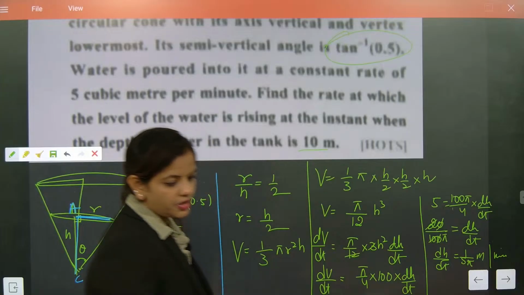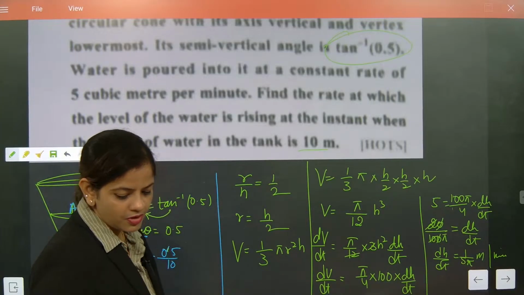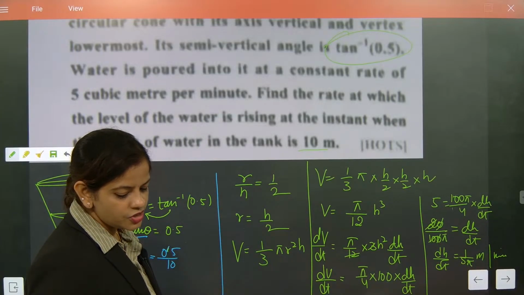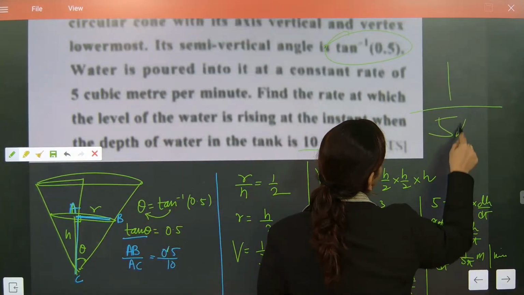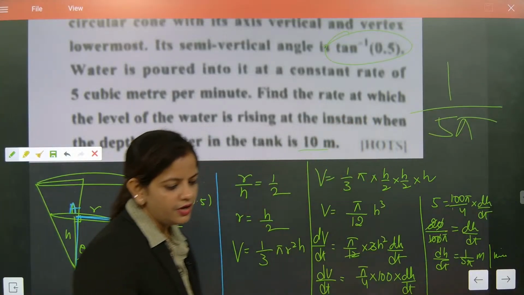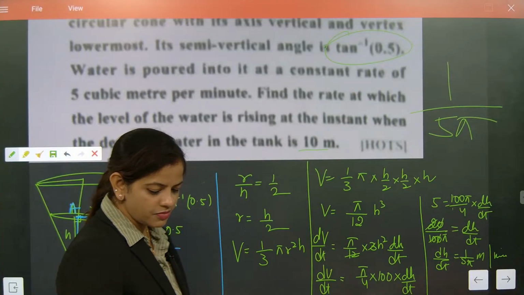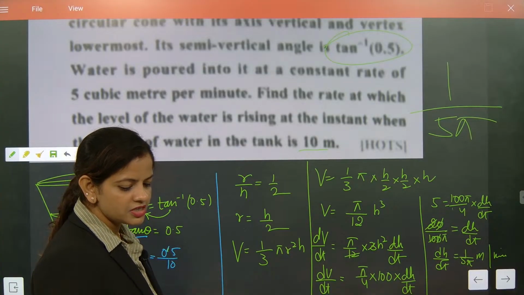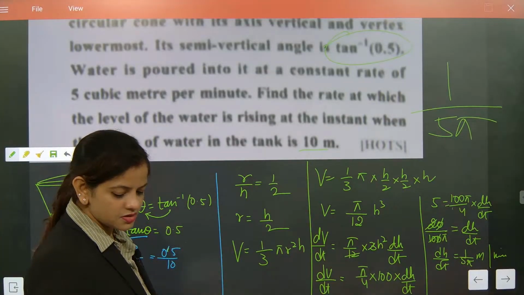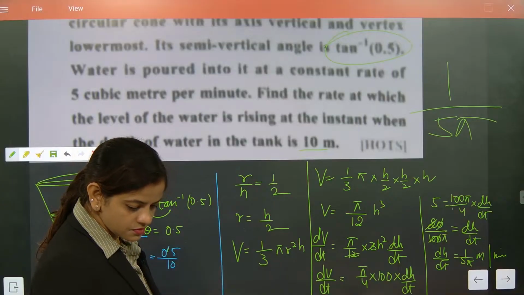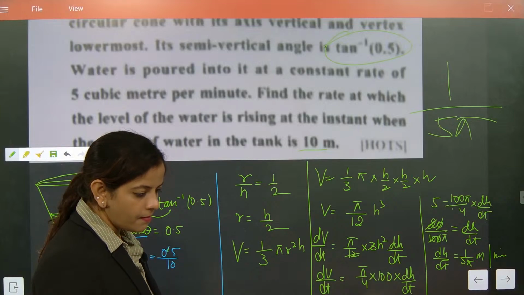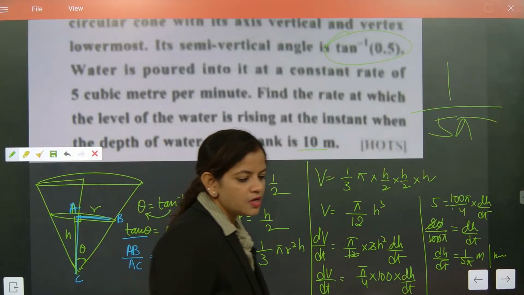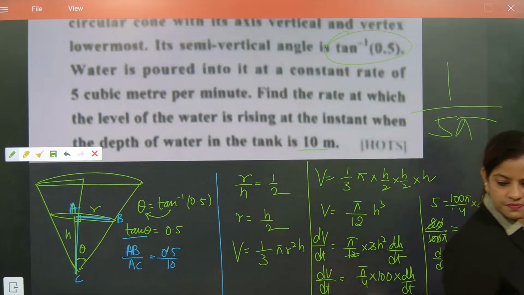The unit is meter per minute. So 1 by 5 pi meter per minute. Now you can change the pi value, but this is the final answer. This is the correct answer, 1 by 5 pi. This brings the end of rate of change. Maximum questions, they will ask like this. Understood? Maximum rate of change questions will come.